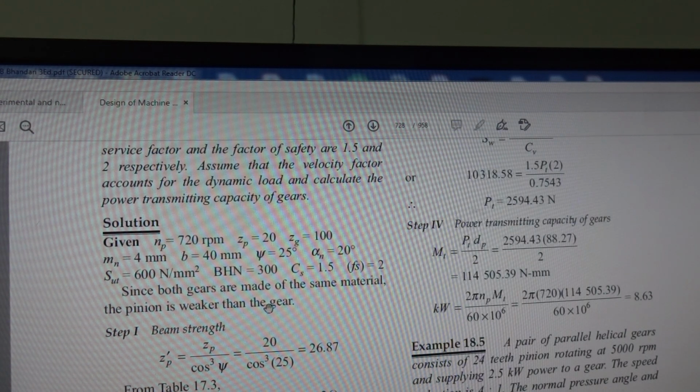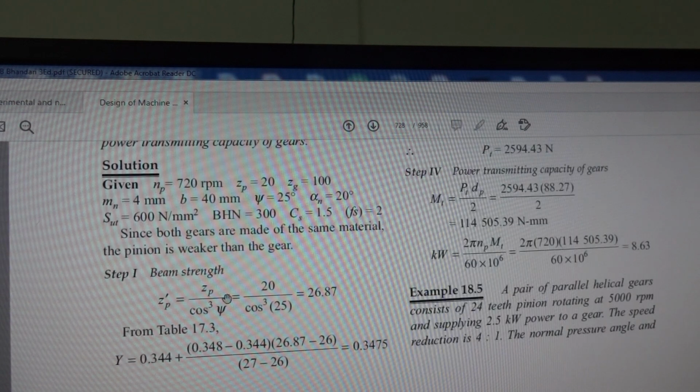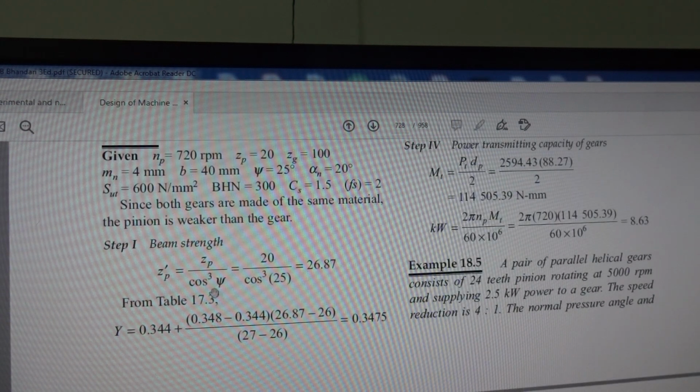The pinion is weaker than the gear. Already I explained it: you have to design the weaker gear first. So the material is the same, so the pinion is weaker. And beam strength: how can we find the beam strength? The formula for the beam strength.